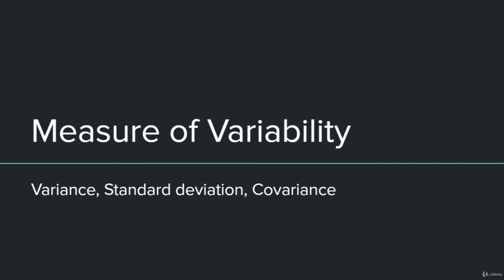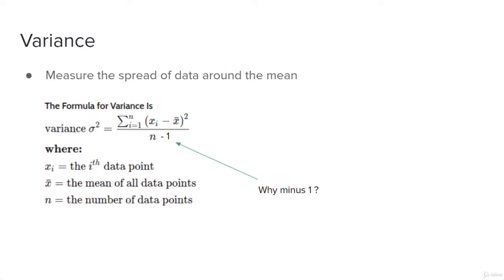Okay, so let's talk about a couple more concepts which we use for measuring variability, which are variance, standard deviation, and covariance. So let's talk about variance. In the beginning, when we were discussing the formal definition of variability, we discussed the dispersion of a dataset. Using the mean, median, and mode, we studied the central tendency of our data.